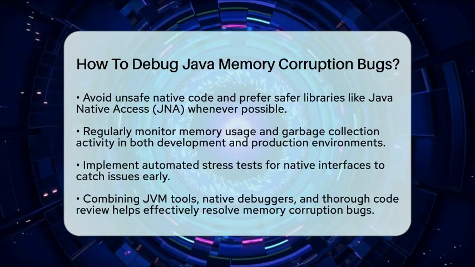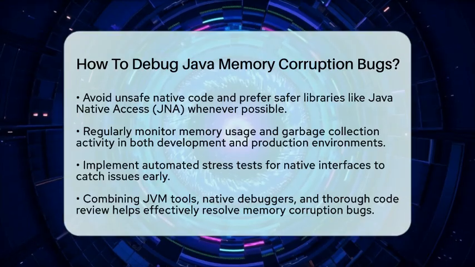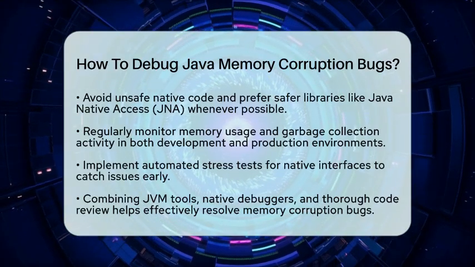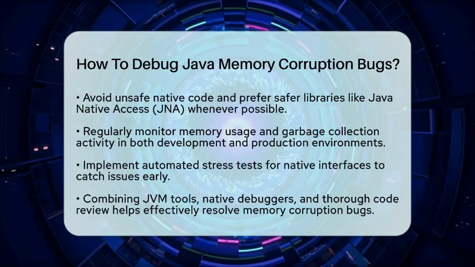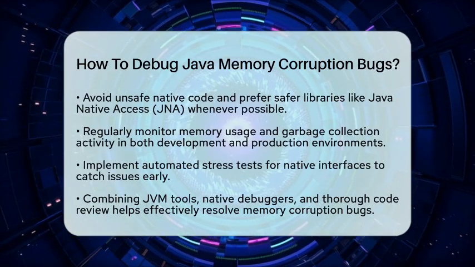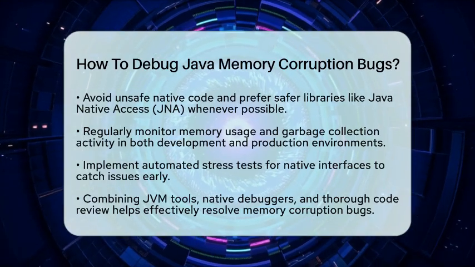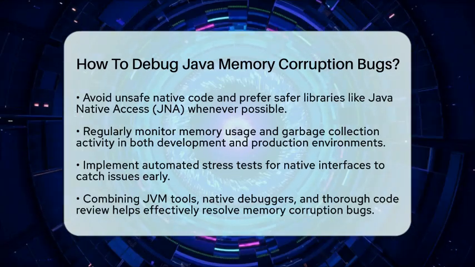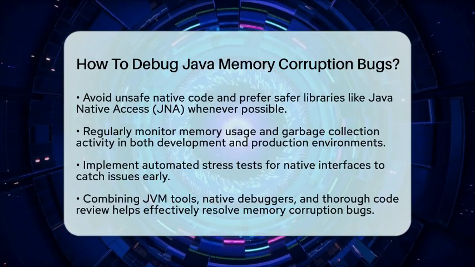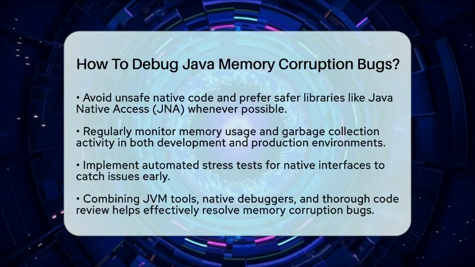To prevent future issues, avoid unsafe native code when possible. Use safer alternatives like the Java native access libraries or well-tested native libraries. Regularly profile and monitor memory usage in both development and production environments. Implement automated tests that stress native interfaces to catch memory corruption early.